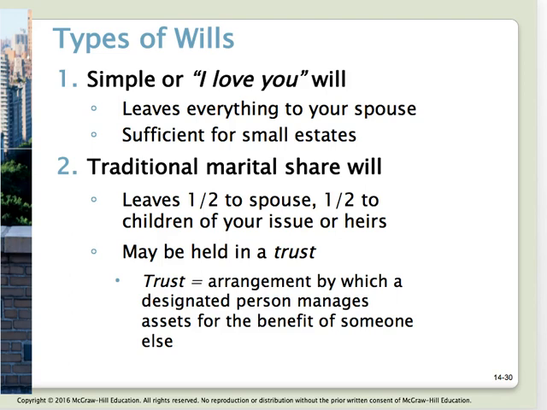So there are 4 different types of wills, and we're going to go over those pretty quickly. A simple will is one in which you leave everything to your spouse. Such a will is sufficient for most small estates. A traditional marital share will leaves 1/2 of your adjusted gross estate to your spouse outright, just as their marital share. The other half of your estate could go to your children or to other heirs.